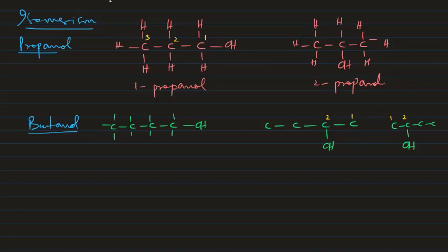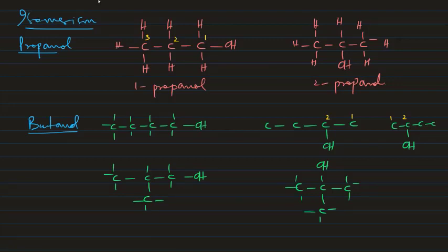Now we can have a branched alcohol as well. You can have 3 carbons like this and make 1 carbon over here, and place the OH like this. So that will be another isomer, the third isomer of butanol. And the fourth one, we can make a branched structure and make OH over here. So these are the 4 isomers of butanol.